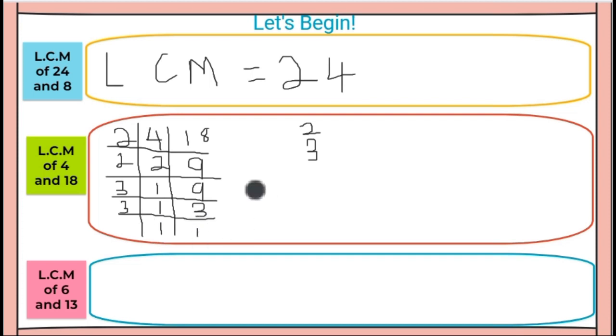So now we'll multiply all the numbers we used in dividing. So our LCM equals 2 times 2 times 3 times 3.